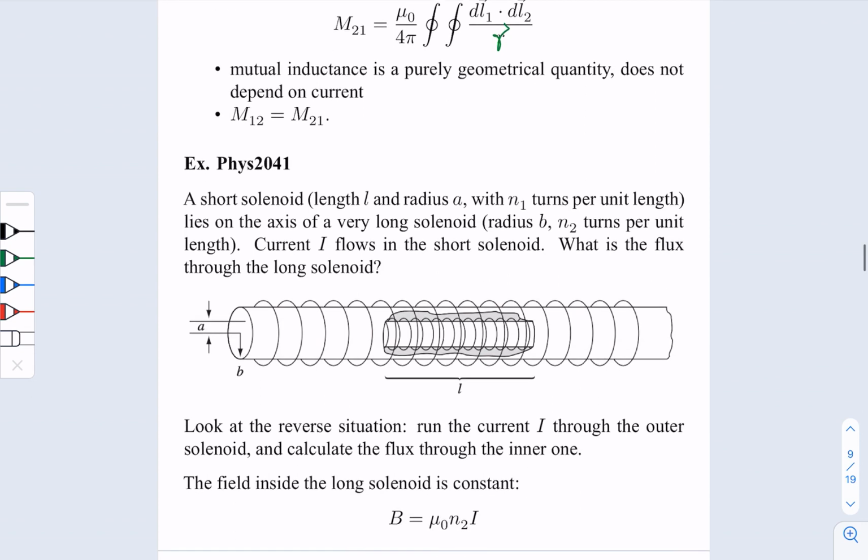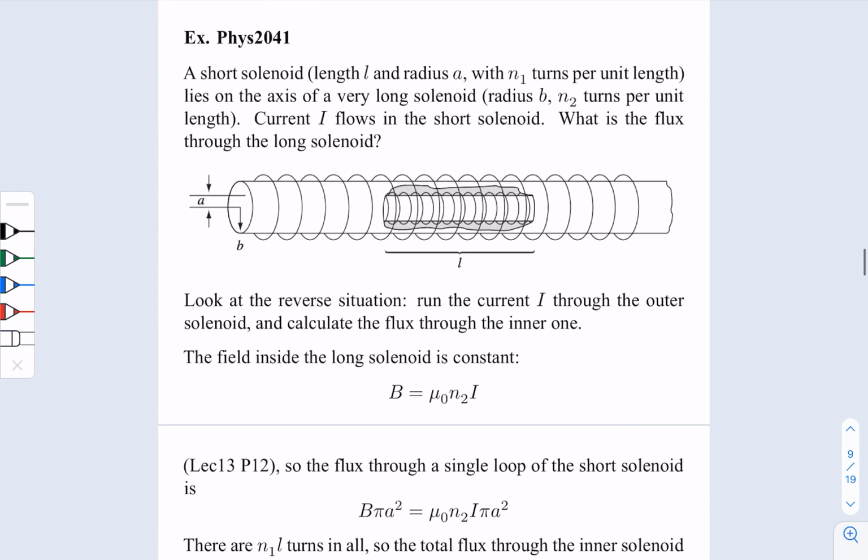For example, we have seen this example before in 2041. I'll just mention briefly how this was done. Here there are two solenoids. One is slightly larger, so it's a solenoid outside, and then there is a tiny solenoid inside this tube.